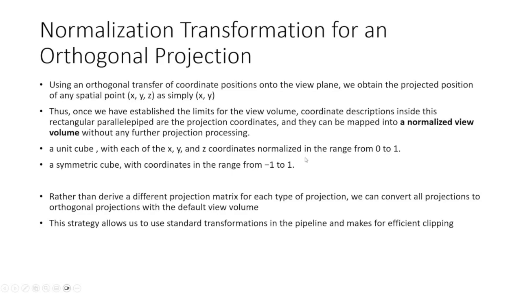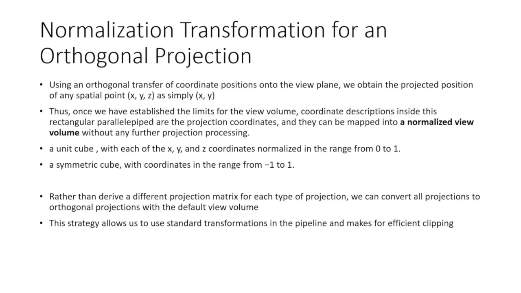Normalization transformation for an orthogonal projection. We know that the orthogonal projection of any spatial point (x, y) is simply (x, y). So once we have established the limits for the view volume coordinates inside this rectangular parallelepiped, the projection coordinates can be made into a normalized view volume without any further projection processing. Some graphics packages use a unit cube for these normalized view volumes, with each of the x, y, and z coordinates normalized in the range from 0 to 1. Another normalization approach is to use a symmetric cube with coordinates in the range from -1 to 1.